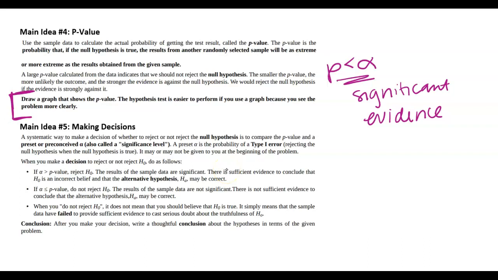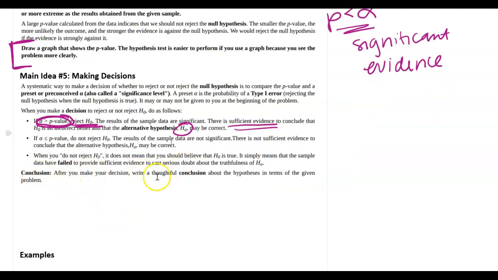Again, if your p-value is smaller than your alpha, then our decision is going to be to reject H0. There is sufficient or significant evidence in favor of HA. However, if that's not the case, then we say do not reject H0. There is not enough evidence in favor of HA. And after you make that conclusion, you want to write that statement, okay?